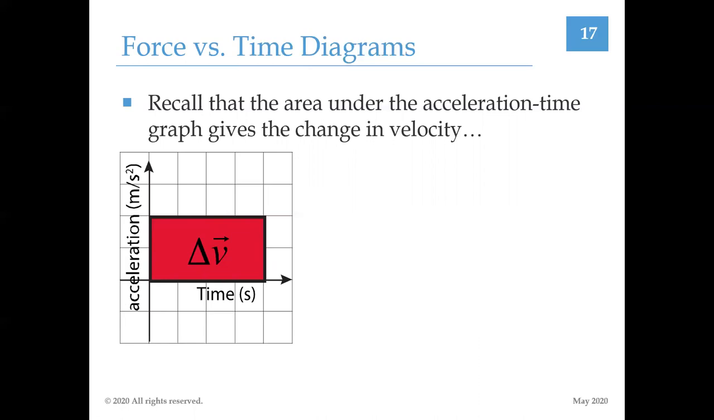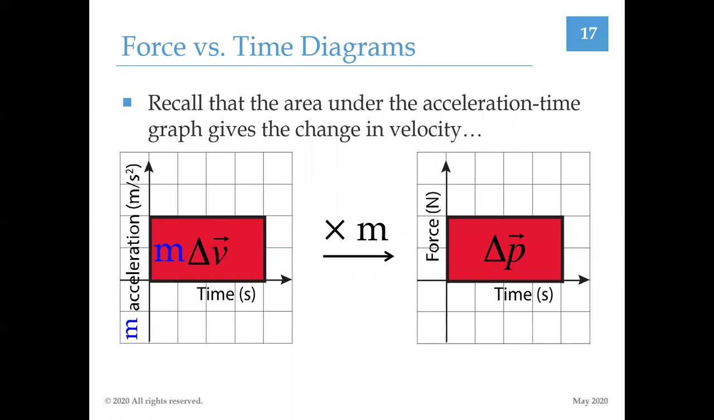Now, there's a similar thing that we can do with force and time graphs. Because we know that mass times acceleration is just force, if we multiply our y-axis by mass, we now have a force versus time graph. And now we can see that the area under the force time graph is actually our change in momentum. So again, we have force on the y-axis, we have time on the x-axis, we have some graph of force as a function of time, and finding the area under that graph or area under that curve gives us the change in momentum.